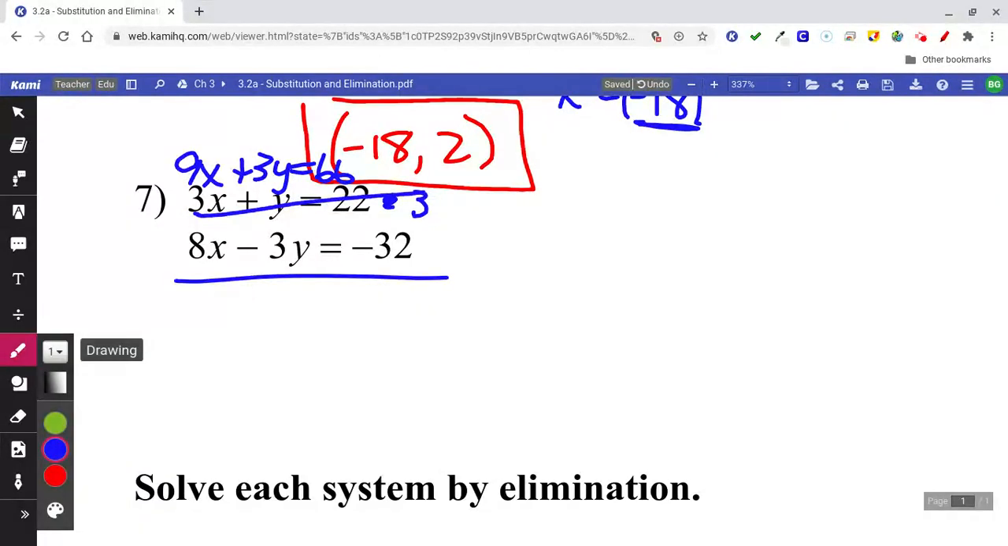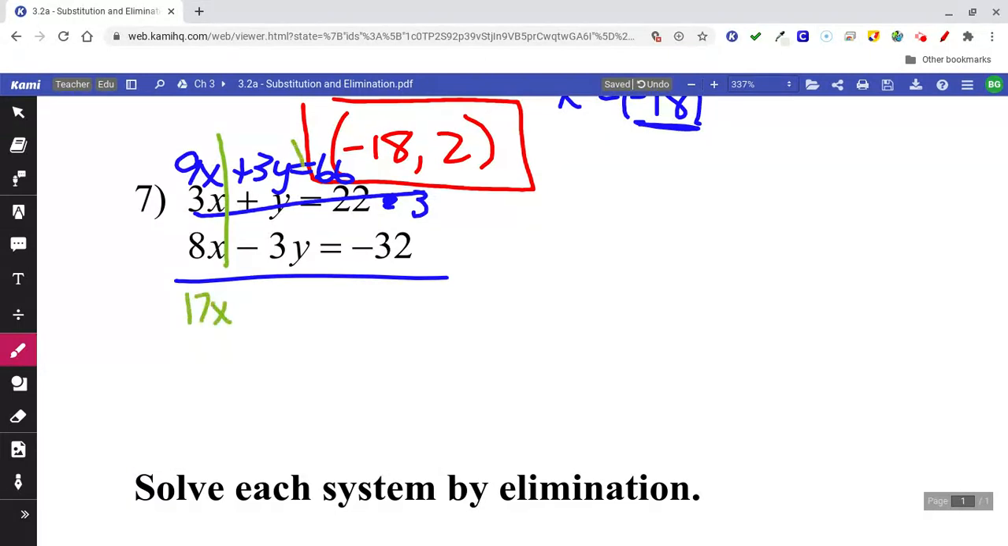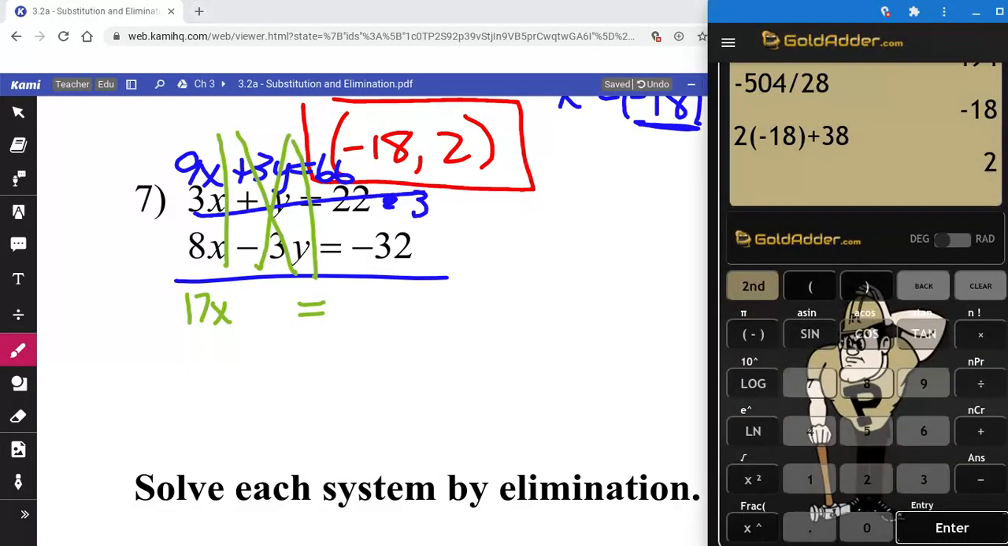And what we can do is add straight down. Add your like terms. We've got 9x plus 8x is 17x. And we've got 3y plus negative 3y is 0y. So that gets eliminated. That's the name of that method, elimination. And then 66 plus negative 32.